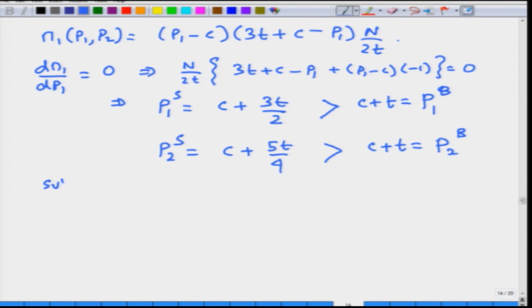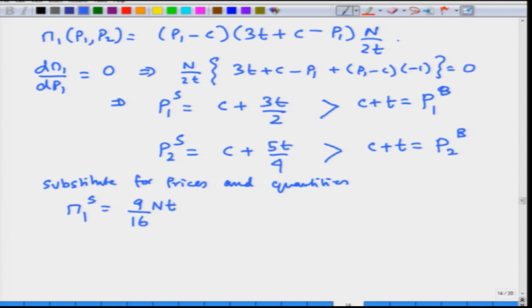So, if we substitute for prices and quantities, we will find that the profit of firm 1 turns out to be 9 upon 16 n times t. So, this is just simple algebra, and the profit of firm 2 is going to be 25 over 32 n times t. These profits are larger than the profits that they would get under the Bertrand model when the two firms moved simultaneously. In particular, note that firm 2's profit is greater than firm 1's profit.